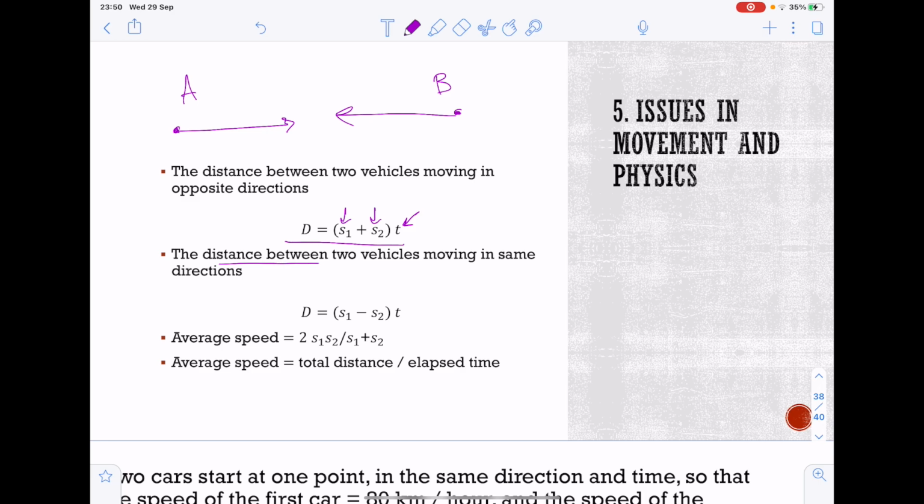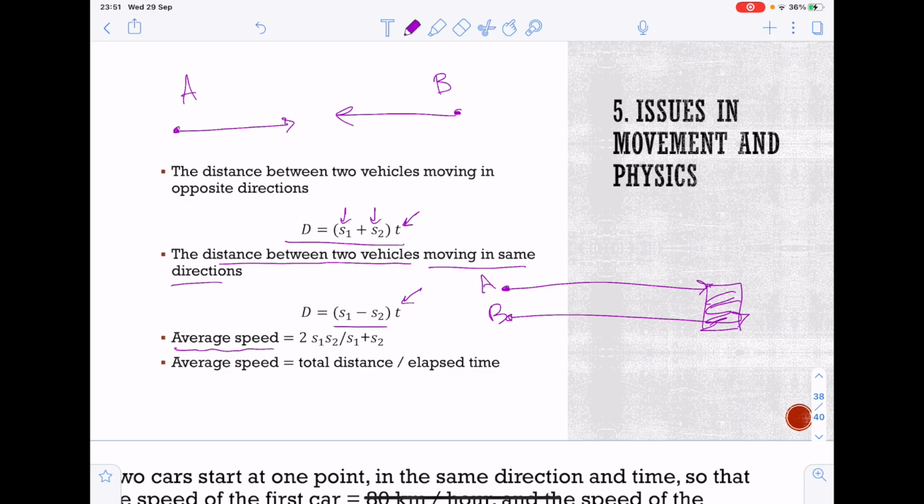But for the distance between two vehicles that are moving in the same direction, for example, the first vehicle moves to this side and the second vehicle moves to the same side, but they have different speeds, to find the distance after a specific time, we subtract the speeds and then multiply by the time. Also, you might be asked to find the average speed, and you can find it using these two formulas, depending on the information given in the question.